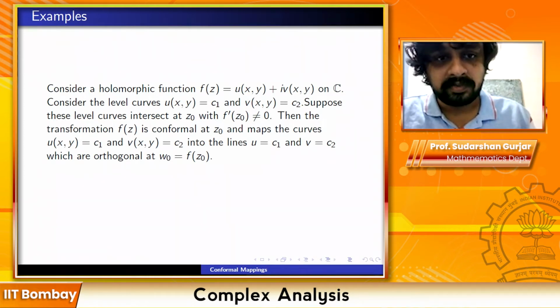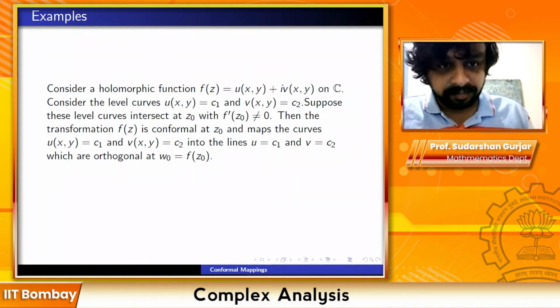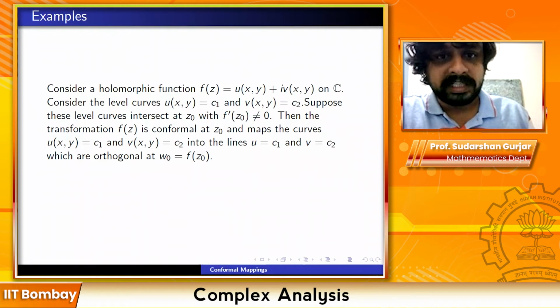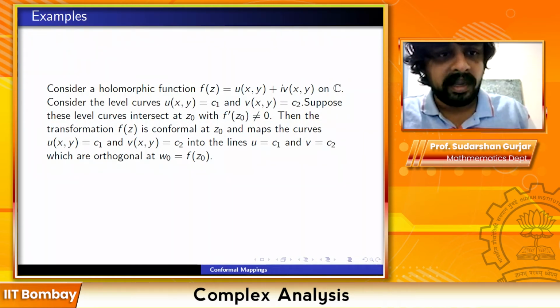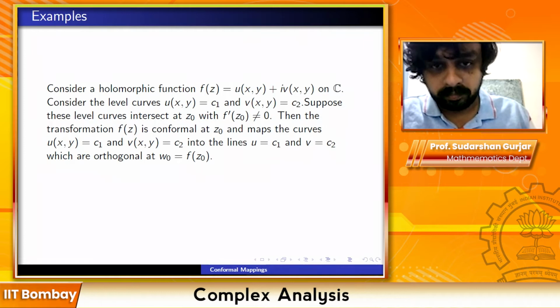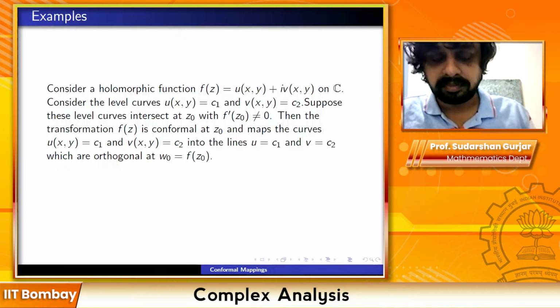So the first level curve is where u of xy is a constant. Second is where v of xy is a constant. Then the transformation f of z is conformal at z naught and maps u of xy equal to c1 and v of xy equal to c2 into the lines u equal to c1 and v equal to c2, which are orthogonal at w naught equal to f of z naught. Yeah, u equal to constant and v equal to constant will of course intersect orthogonally.